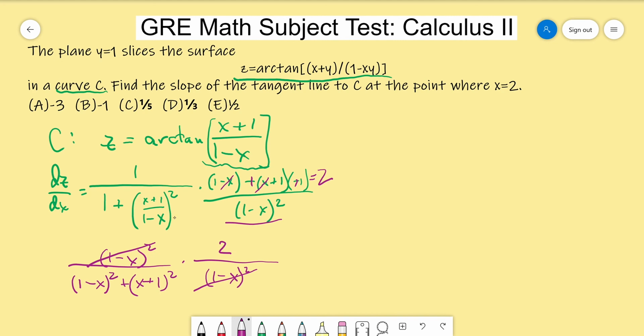And now remember that we wanted to evaluate this at x equals 2. So what do we get? 2 over (1 minus 2 is negative 1, squared is positive 1, plus 2 plus 1 is 3, squared is 9). So we get 2 over 10, or 1/5, which is answer C.